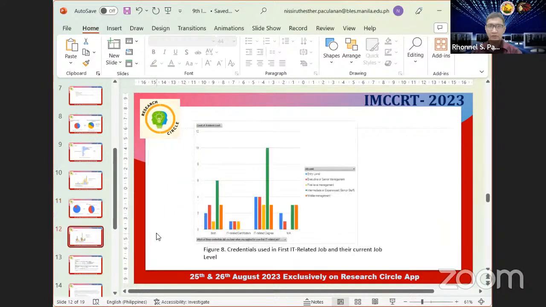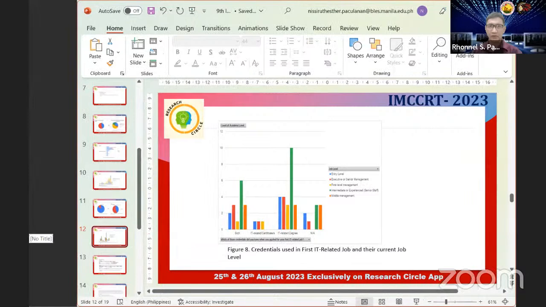Credentials used in the first IT job and their current job level. Four of the 24 respondents who had an IT-related degree in their first IT job are currently working at entry level. Three are in first level management, another 3 are in middle management, 10 are in intermediate or experienced management, and the remaining 4 are in executive or senior management. On the other hand, 1 of the 3 respondents with the IT qualification is now in entry level, another is in first level management, and the last is in executive management.